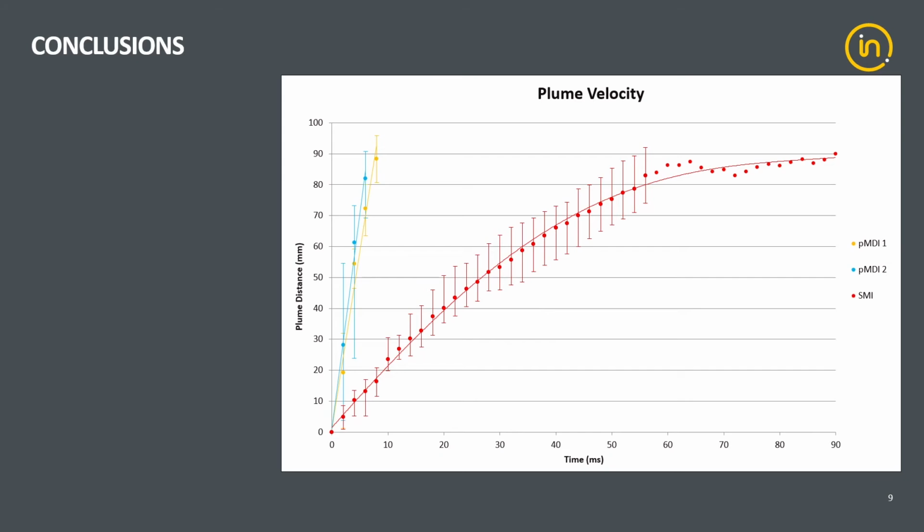Looking at the work carried out at IM, the following graph shows the distance and time relationship for both PMDIs and SMIs overlaid on the same graph. The blue and yellow lines are the PMDIs and the red is the SMI. Using this graph, we can link how plume velocity can be crucial to patient compliance.